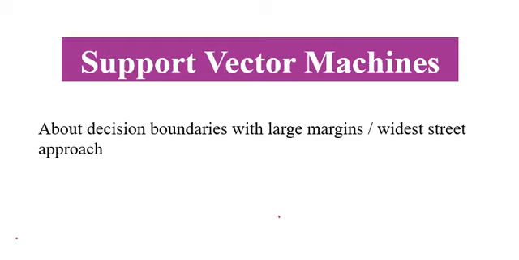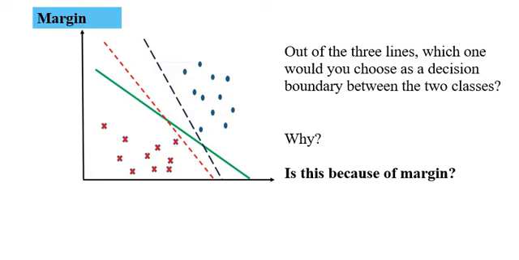Hello. Today we will be talking about support vector machines, which are very popular among the classifier algorithms. And in this, we would be talking about decision boundaries with large margins, sometimes also called the widest street approach. So we now get a feel of what actually SVMs aim to do.